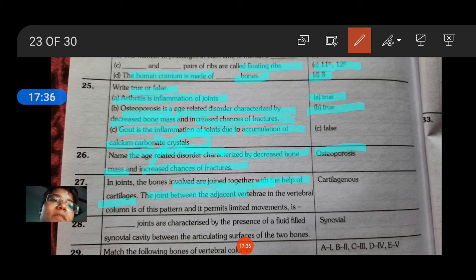In joints, the bones involved are joined together with help of cartilage. The joint between the adjacent vertebrae in the vertebral column is of this pattern and it permits limited movement: cartilaginous. Synovial joints are characterized by presence of fluid-filled synovial cavity between the articular surface of the bones.